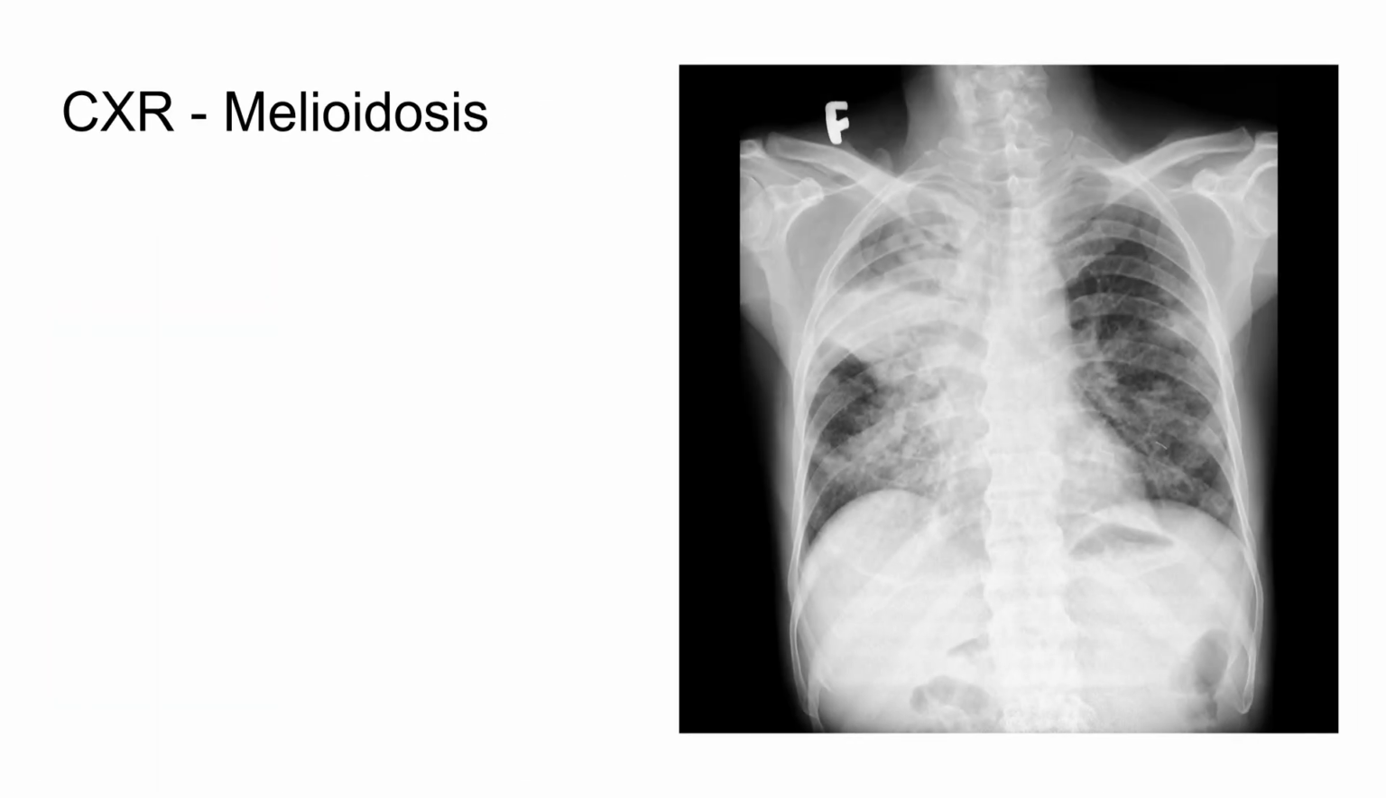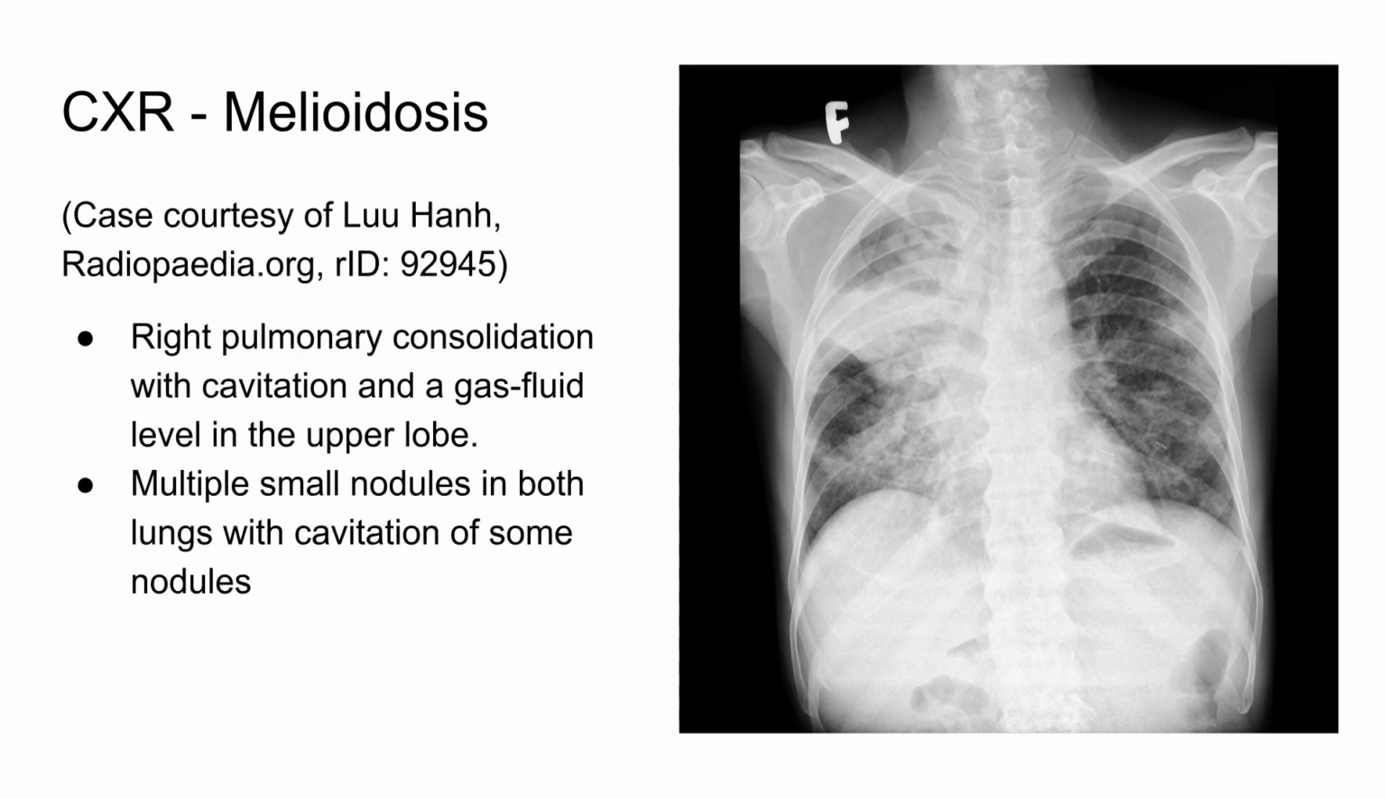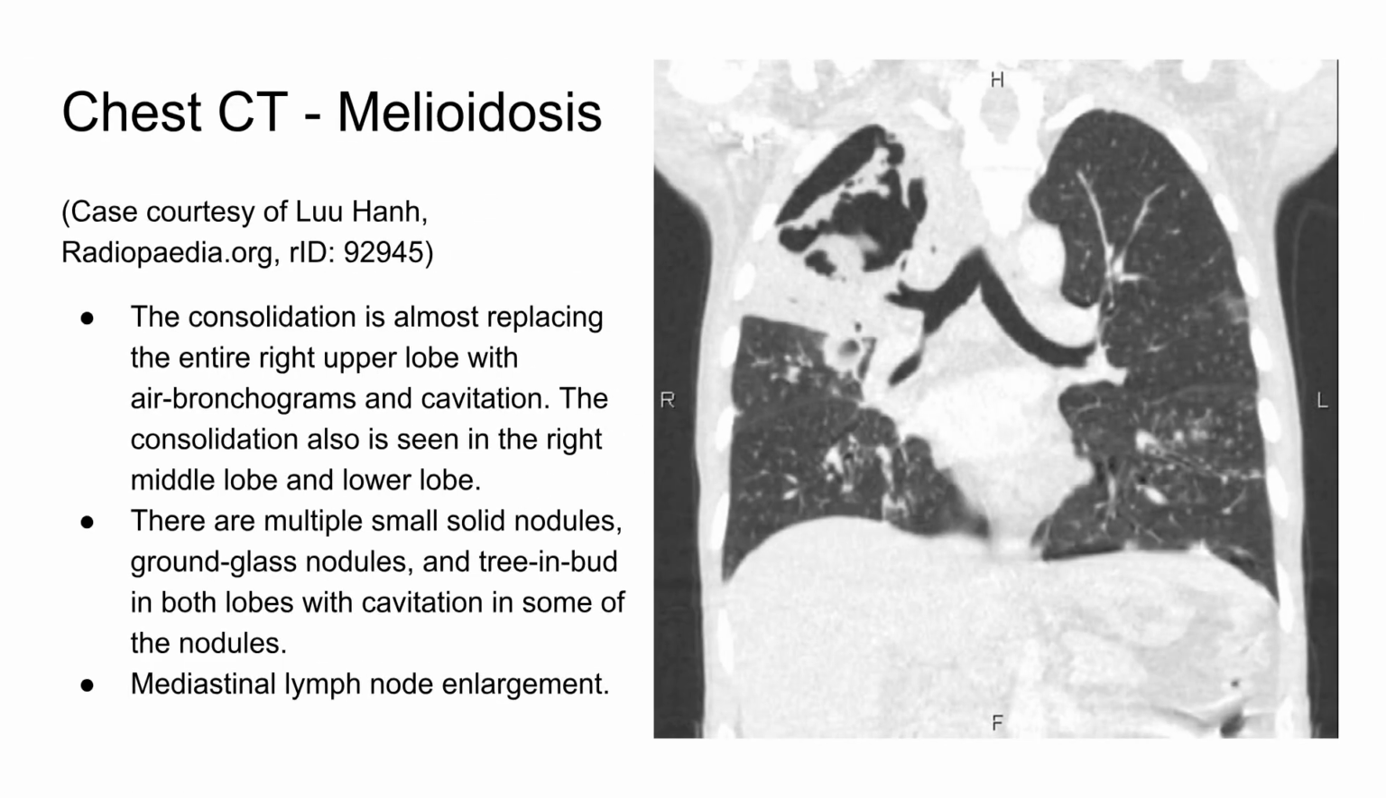A chest X-ray in a melioidosis case may reveal right pulmonary consolidation with cavitation and a gas fluid level. Small cavitating nodules in both lungs may also be present. A chest CT scan in melioidosis often shows consolidation, such as in the right upper, middle, and lower lobes with air bronchograms and cavitation. Multiple small nodules, ground glass opacities, and mediastinal lymph node enlargement may also be present.